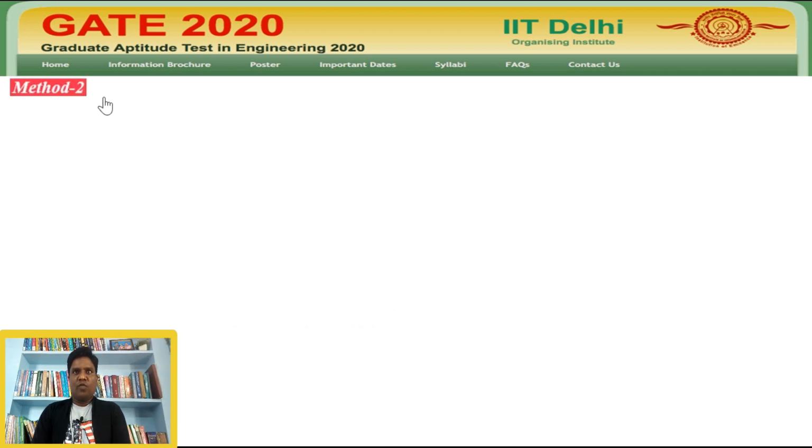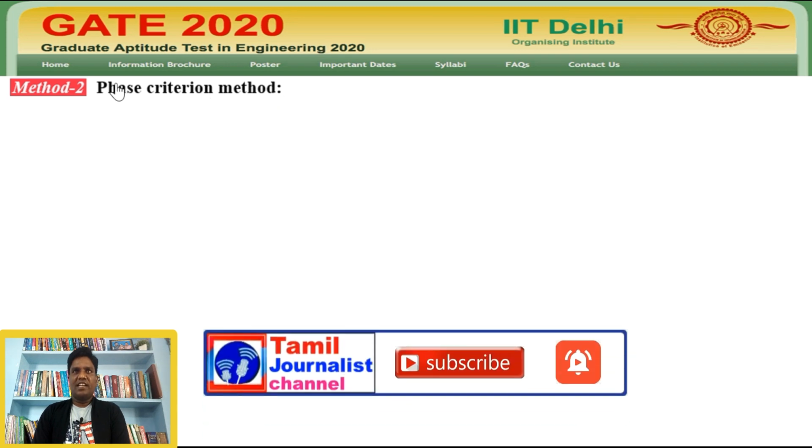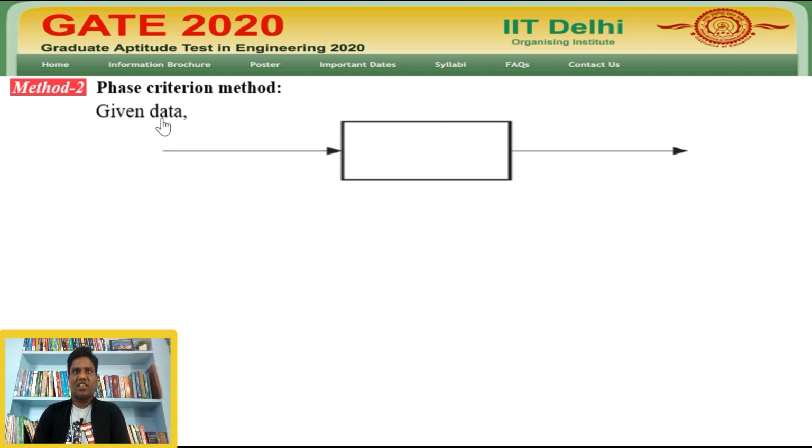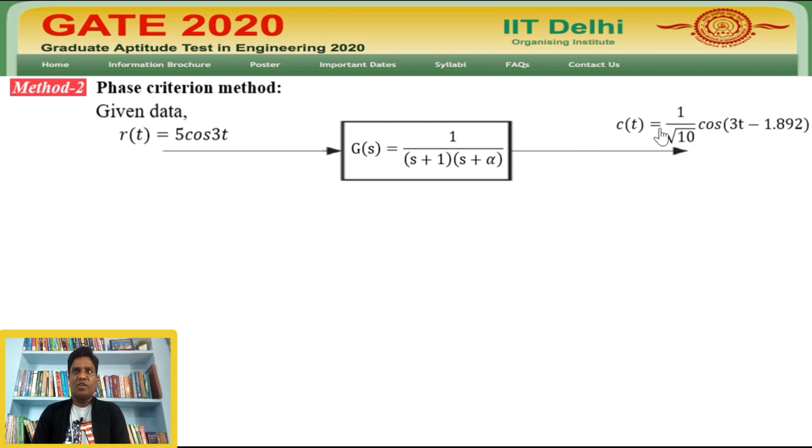Next, we will go with method 2 by using the phase criterion concept. Already I said that this method is based on the phase addition of the system from the open loop transfer function expression. From this question, the given data are the input term r of t equal to 5 cos 3t, with the transfer function of the system G of s equal to 1 divided by s plus 1 into s plus alpha, and the corresponding output c of t equal to 1 divided by root 10 into cos of 3t minus 1.892.